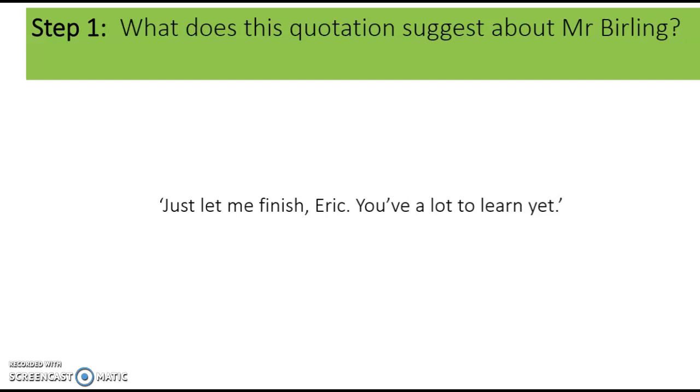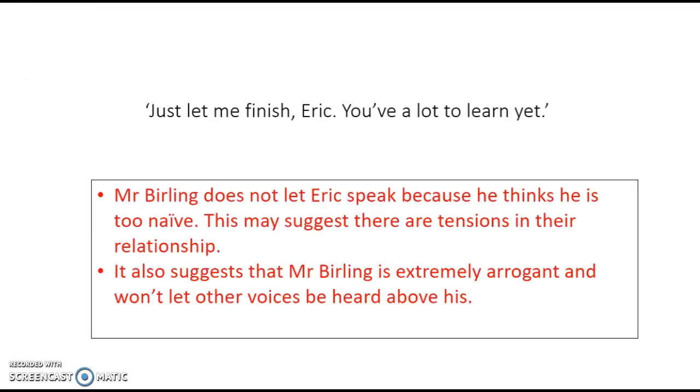Okay, hopefully you've managed to give that a go, and I'm going to put my ideas up on the next slide here. You can get these down as well if you like. So I said, Mr. Birling does not let Eric speak because he thinks he is too naive. This may suggest there are tensions in their relationship. It also suggests that Mr. Birling is extremely arrogant and won't let other voices be heard above his. So these are the 2 kind of statements I've decided to get down about this quotation.